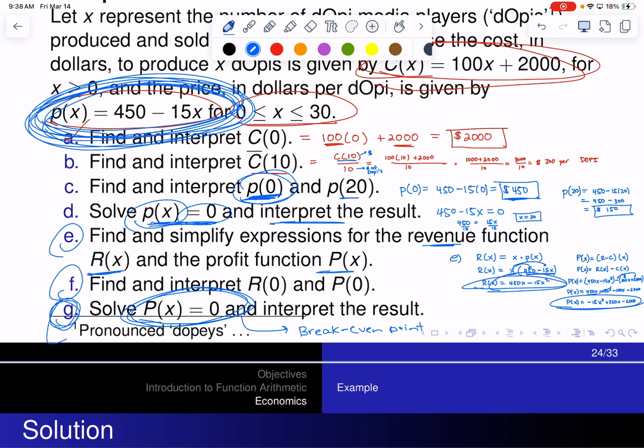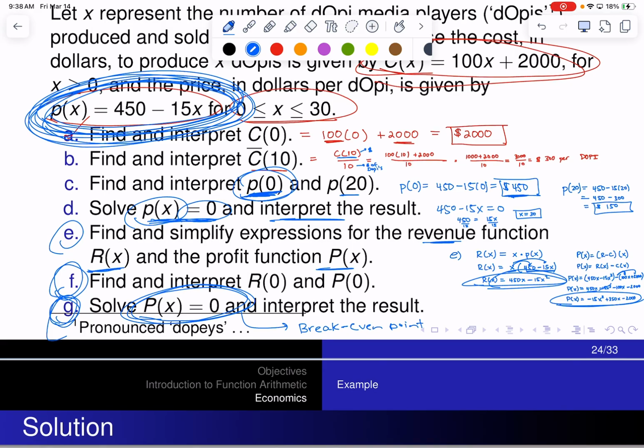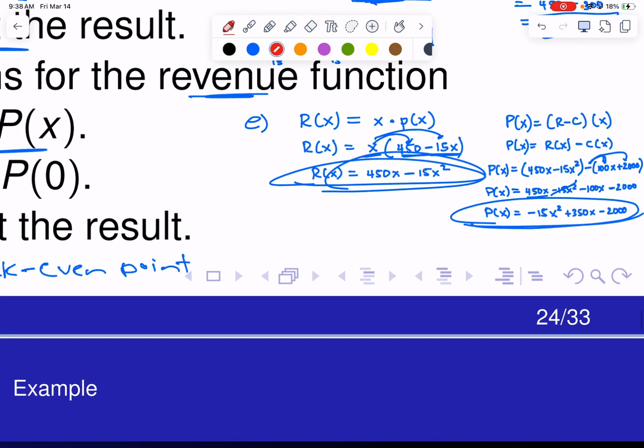So letter F is just actually using revenue and profit equations that you just found. So letter F, I'll do that in red. They want to know the revenue at 0 items. Well, obviously, if we sell 0 items, what's going to be our revenue? We're not going to make money. We got to sell something to make money. If you look at the revenue equation, you could just take R of 0, which would obviously be 450 times 0 minus 15 times 0 squared, which is going to be 0. If you sell 0 items, you're going to make $0. So there's going to be no revenue.